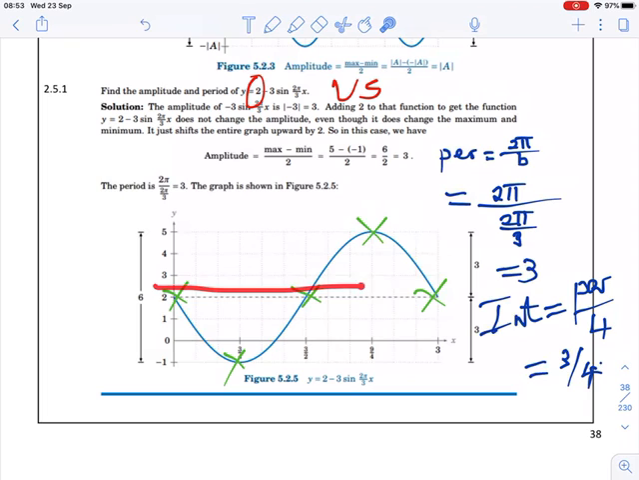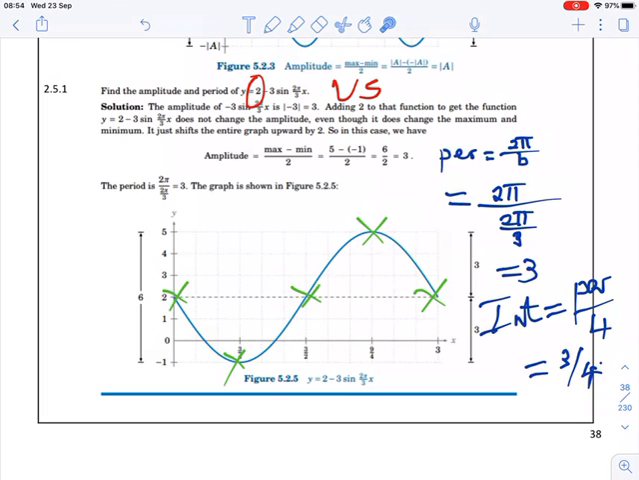Okay, so if I take the center and I go to the top, I can see that it's 3. So my amplitude should be 3. All right, but I can also take the maximum, which is 5, minus the minimum. So it's 5 minus 1. That gives me 6. And if I divide that by 2, I also get the 3. So it's your choice how you want to find the amplitude.